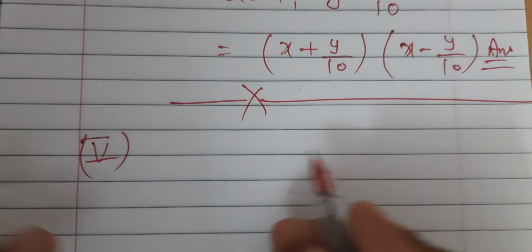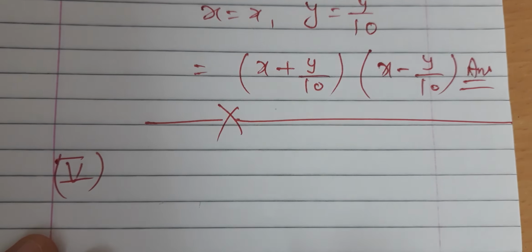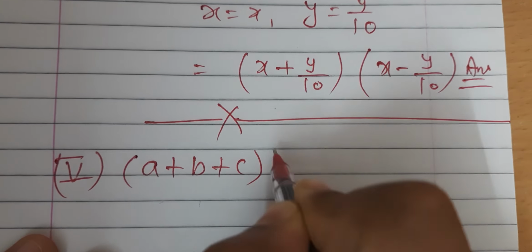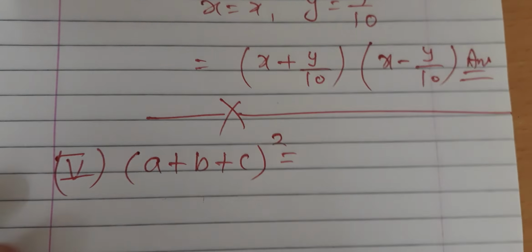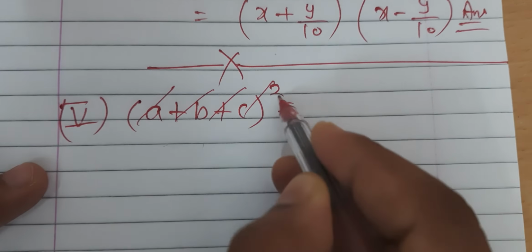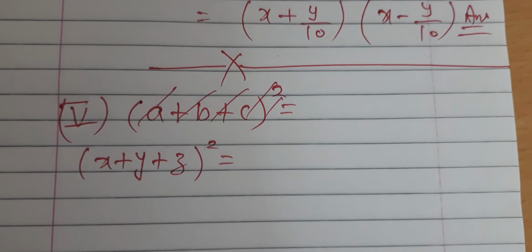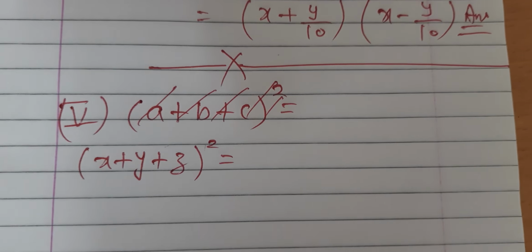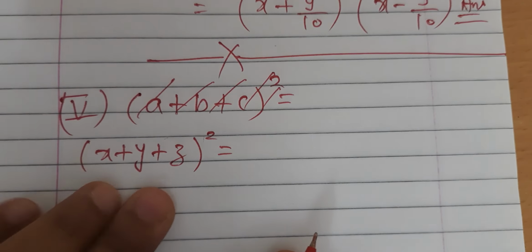The fifth identity is to find the product of polynomials or trinomials. The identity is (a + b + c) the whole square, or you can also write it in the form of (x + y + z). We are writing in the form of x, y, z, so I will also write in the form of x, y, z, otherwise it will create confusion. If you want, you can write in the form of abc or xyz, it's up to you. So the next identity is (x + y + z) the whole square.